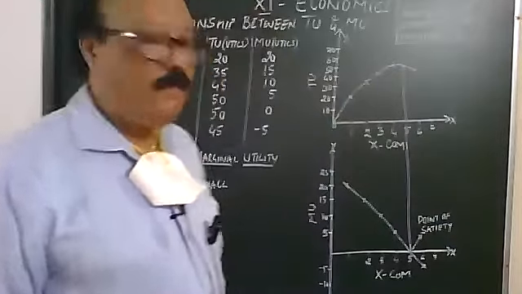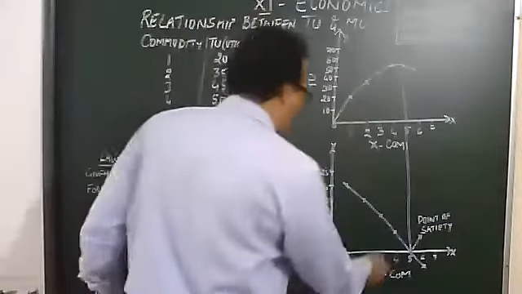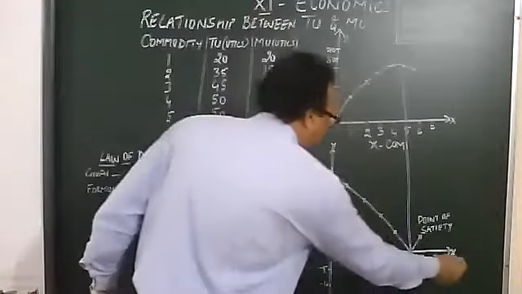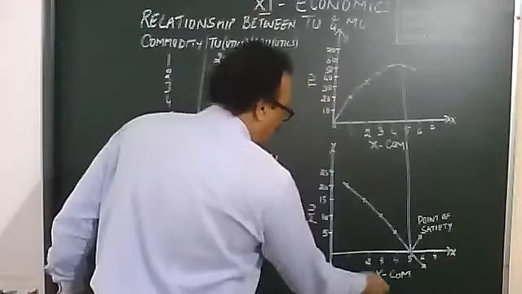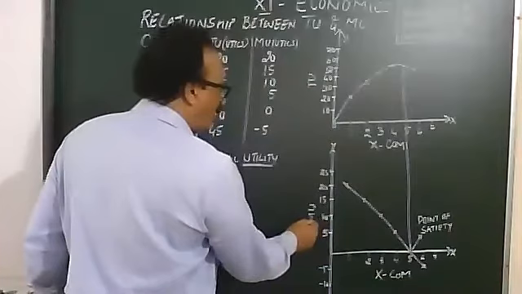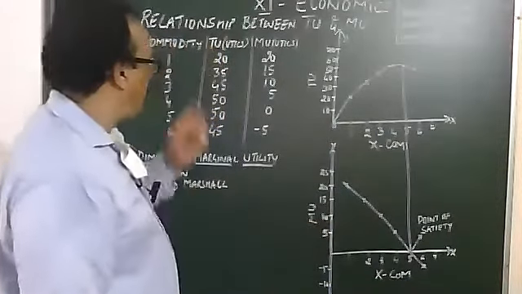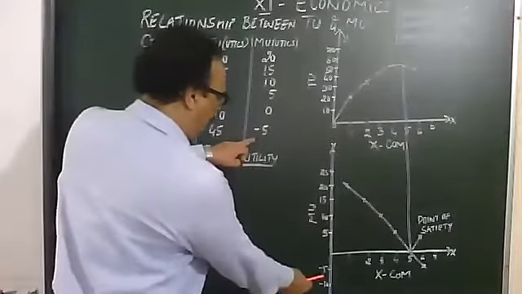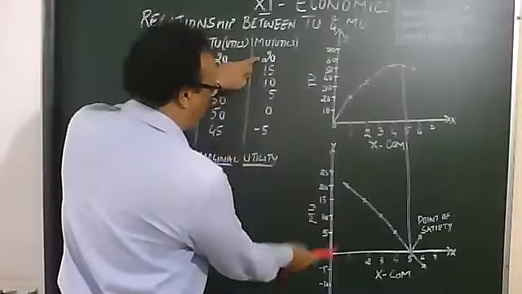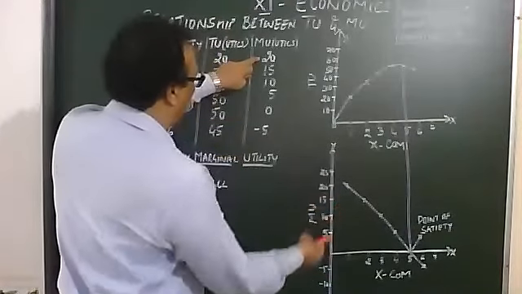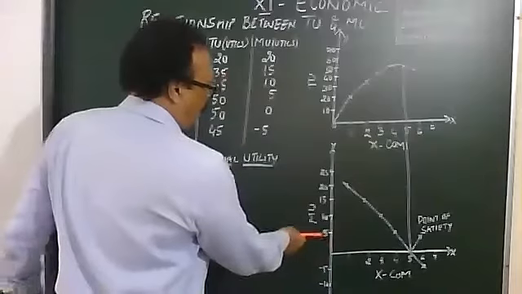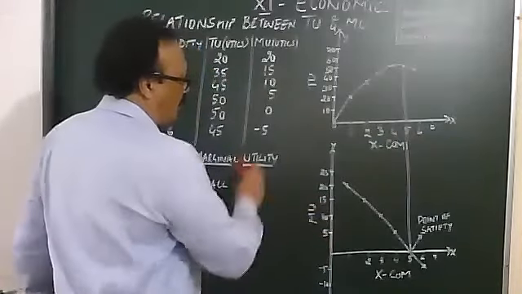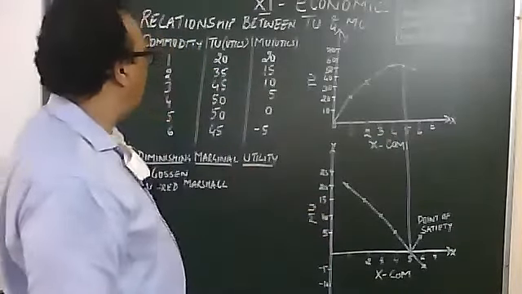Now the same thing we showed for the MU, keeping this X as X commodity, and on the Y we will take now MU. What is the smallest value of MU? -5. And what is the maximum value? 20. So we can go up to 25, no problem. In 5, 10, 15, 20, 25. Same way we will plot it.